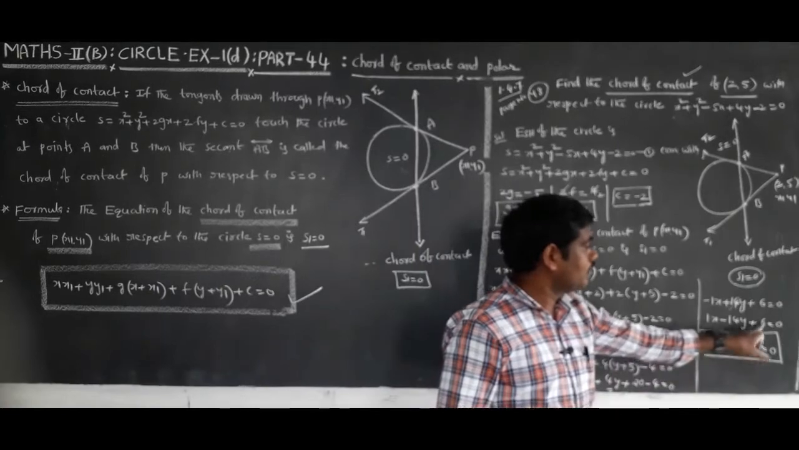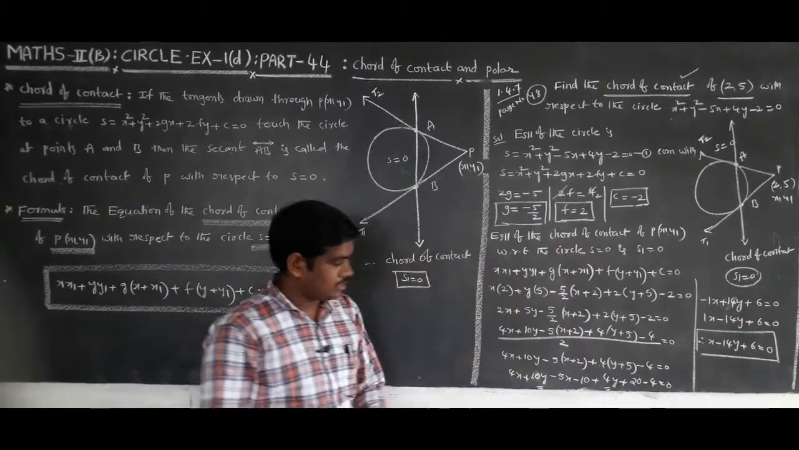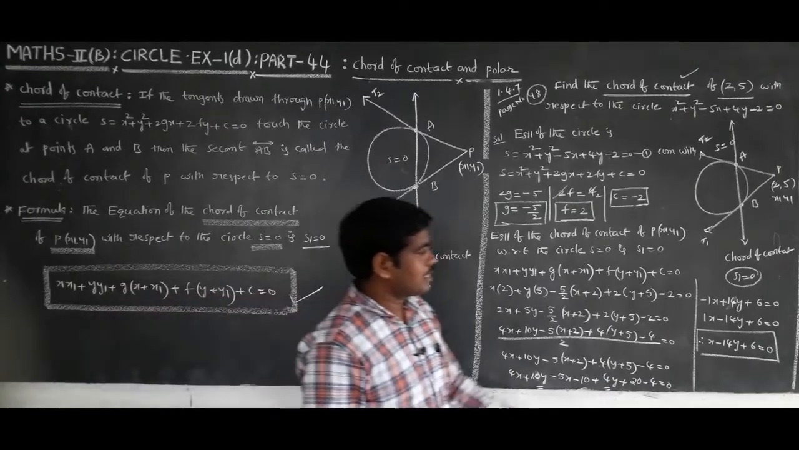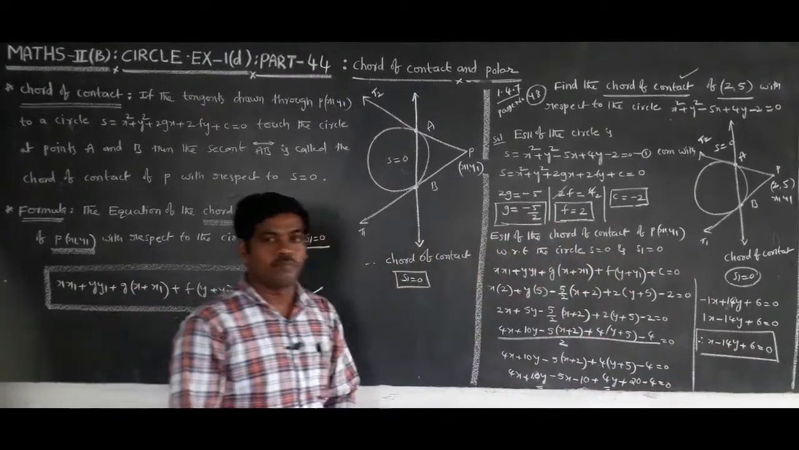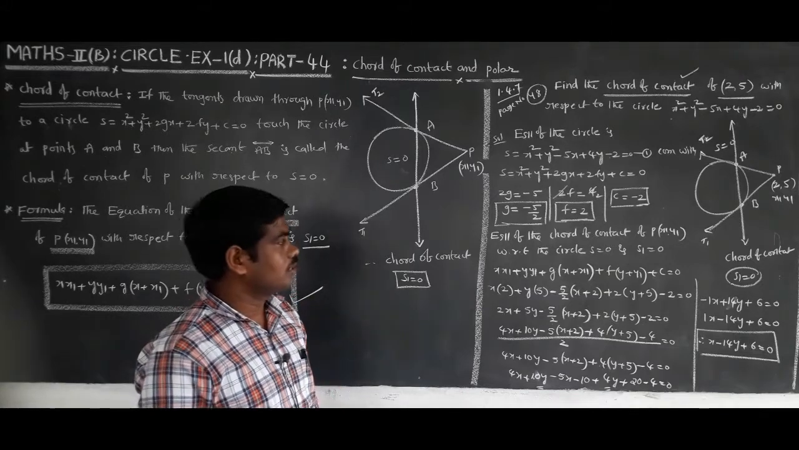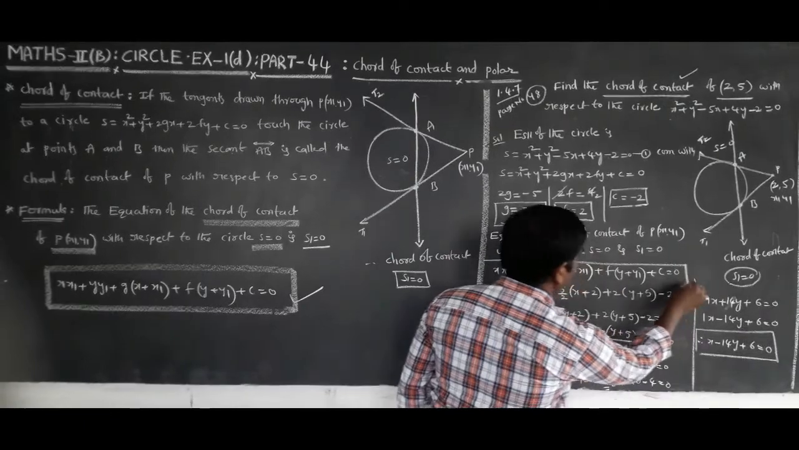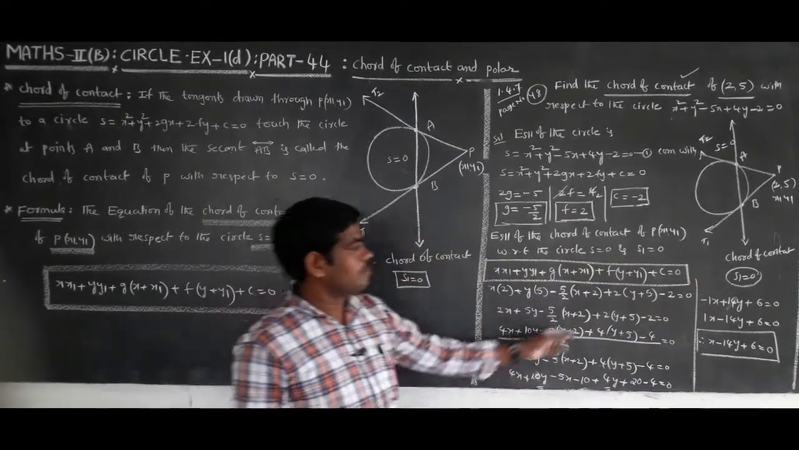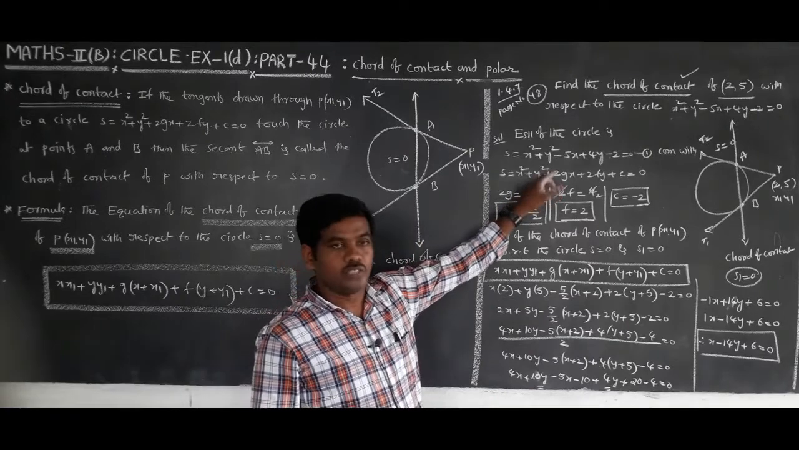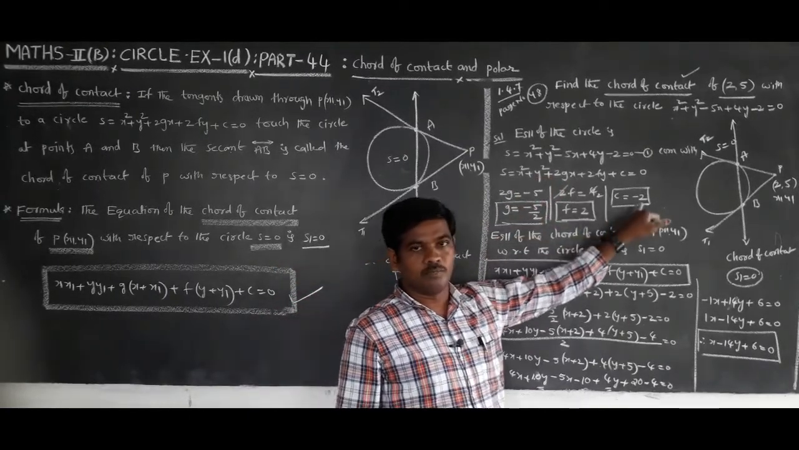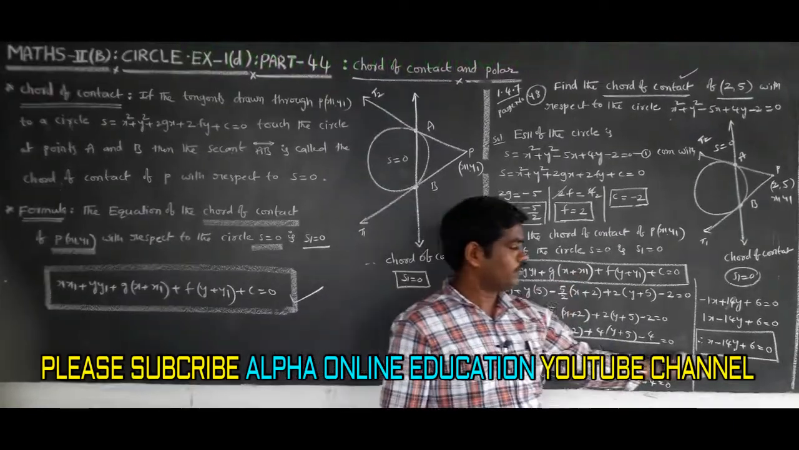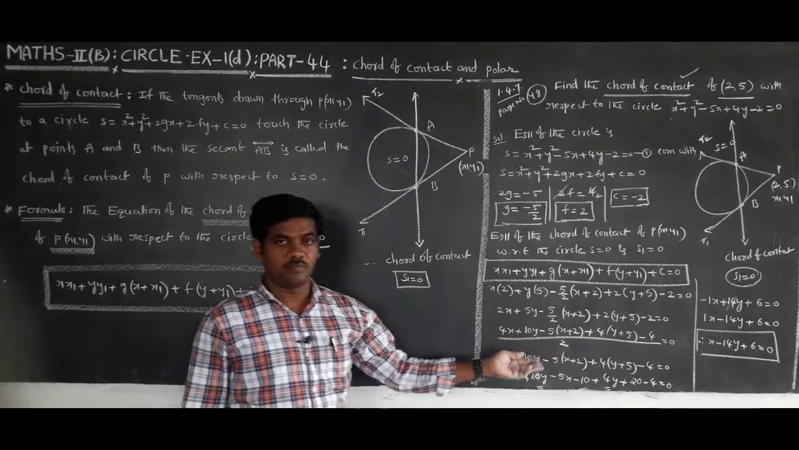This is the equation of the chord of contact of P(x1, y1) with respect to the circle S = 0. This is the process for finding it. Here, by using the formula xx1 + yy1 + g(x + x1) + f(y + y1) + c = 0, first of all compare the given equation with the general equation and find the values g, f and c. Let the given point be (x1, y1), substitute all values in the formula and simplify. This is the process for finding the equation of the chord of contact.